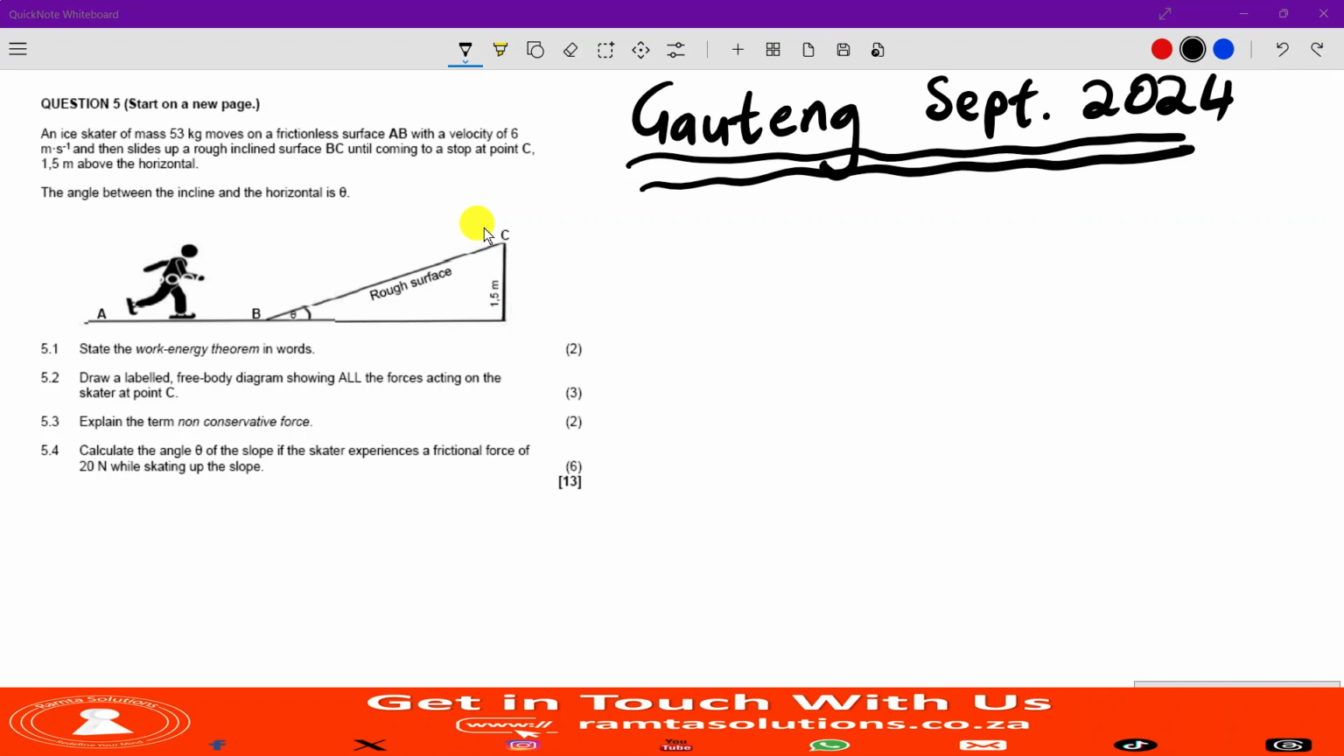Today, the question paper that we are looking at is the Gauteng Province's examination of September 2024. So, without any waste of time, let's get into it.